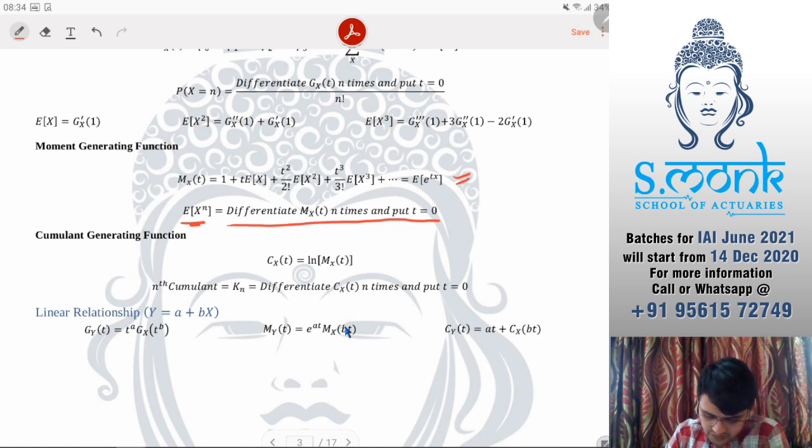Other than that, you should also know your mxt is expected value of e raised to tx. Cumulant generating function. Cumulant just means your central moments, that is mean, variance and skewness and so on. Those are all central moments. So cumulant generating function is nothing but log of moment generating function. And if you want to find the nth cumulant, all you have to do is differentiate your cumulant generating function n times and put t equals 0.